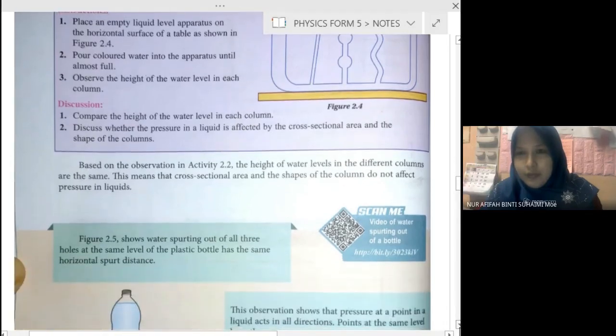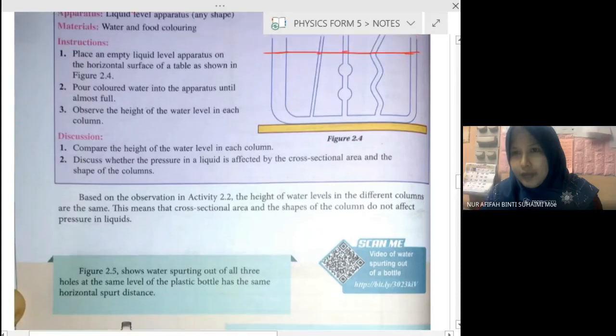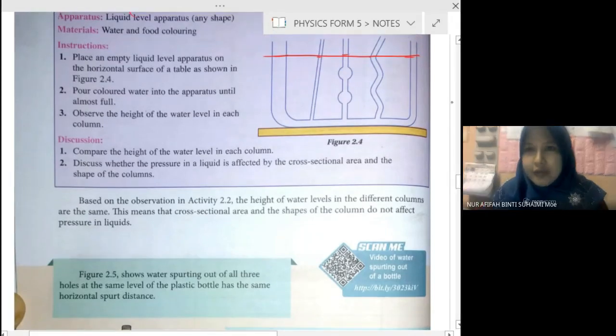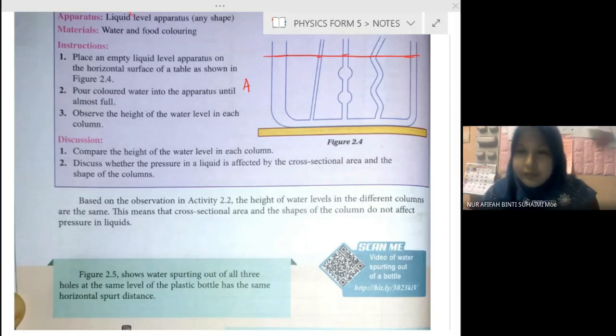Yeah, it means that the area and the shape does not affect the pressure in liquid. Okay, yang baru masuk tu kita revise chapter 2.